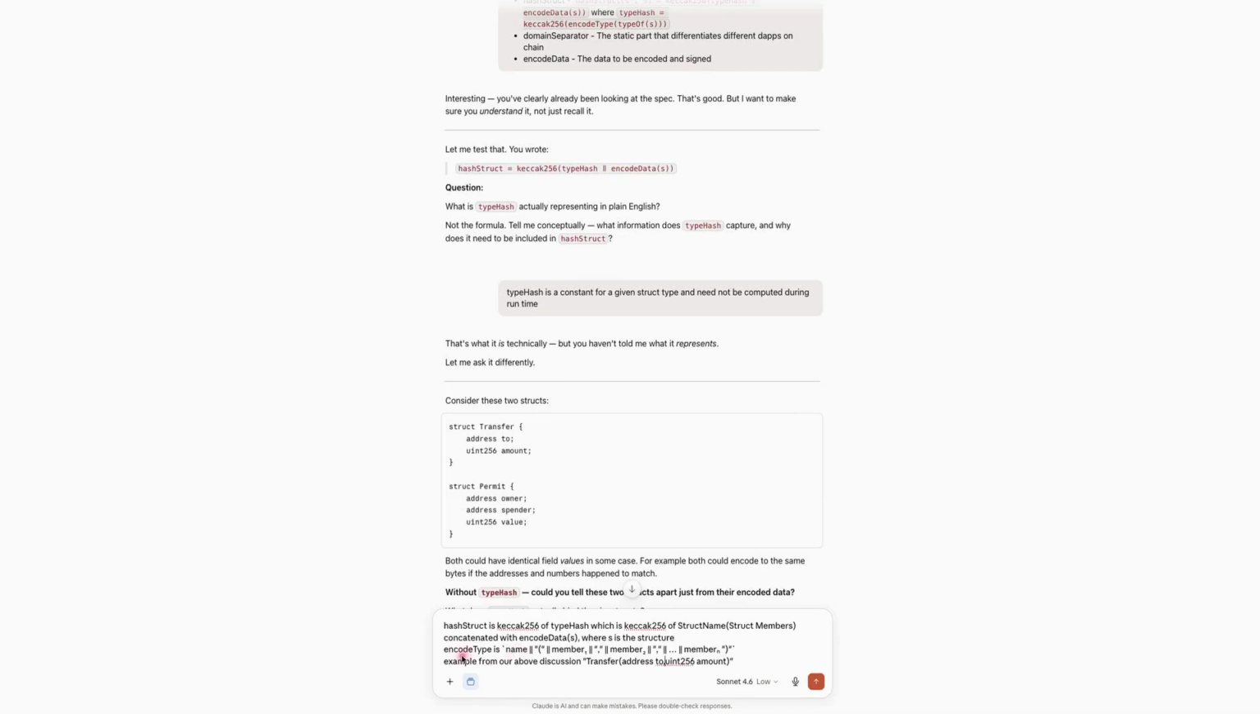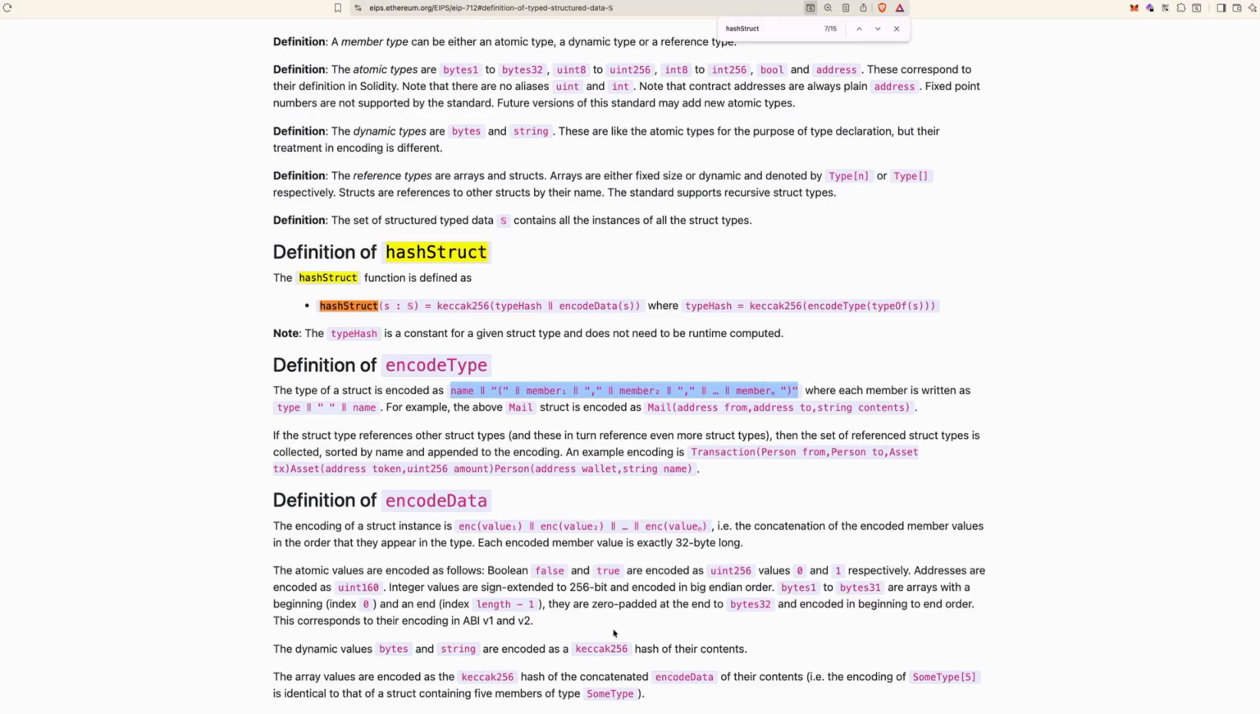So encodeType is name, which is Transfer, concatenated with the opening parenthesis, concatenated with member 1, then we have comma, then that concatenated with member 2. So here in our case member 2 is uint256 amount. So this is the definition of encodeType.